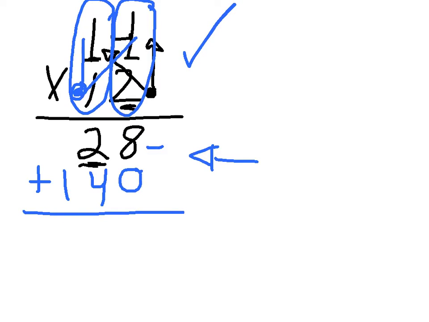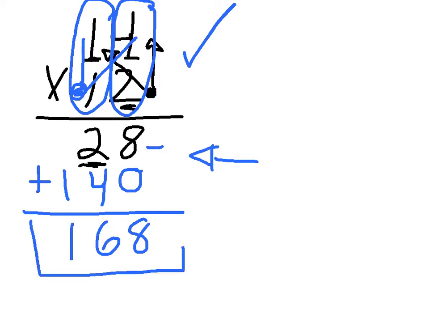Now we just make sure everything's lined up on top of each other. We have 8 plus 0 is 8. 2 plus 4 is 6. 0 plus 1 is 1. And so our final answer is 168. You can use a calculator to double check that to make sure it's right. 168 is our final answer. Remember, the most common area where people make mistakes is usually in this area here.